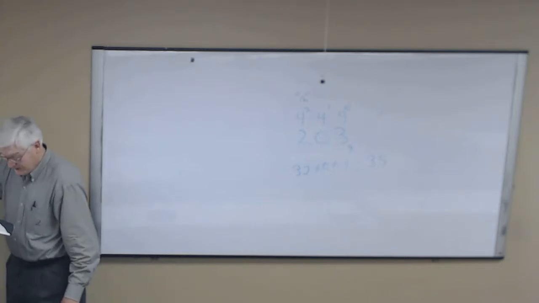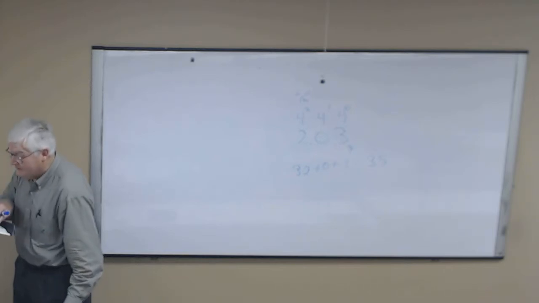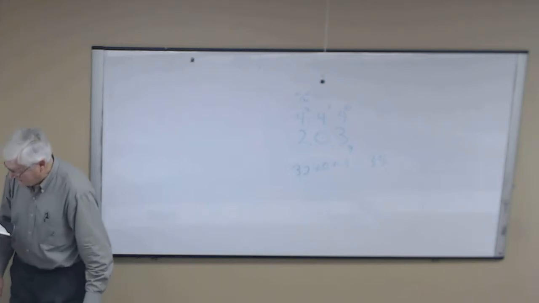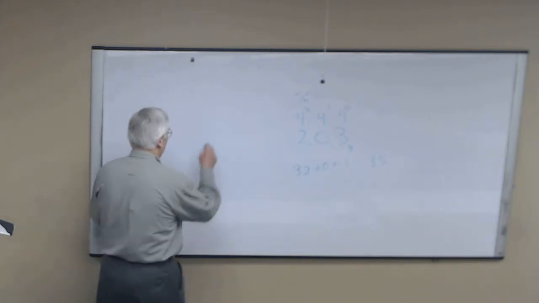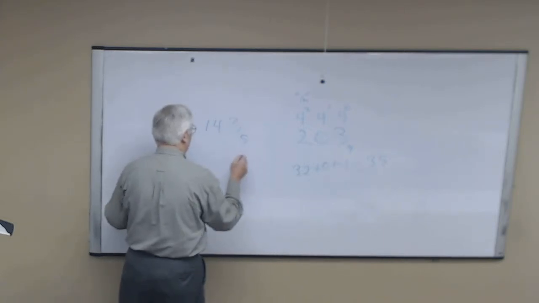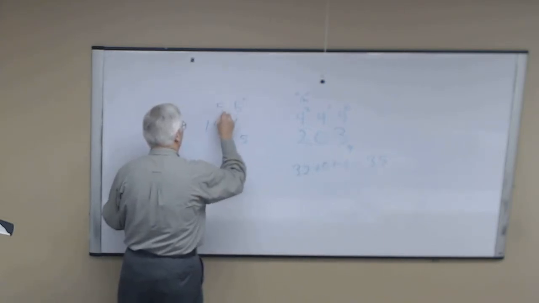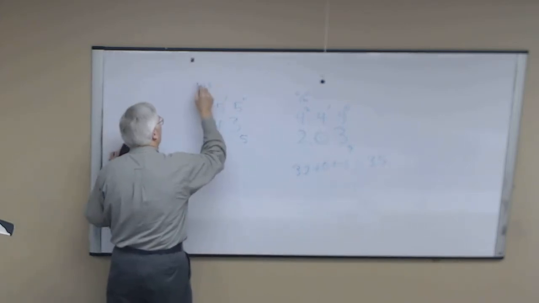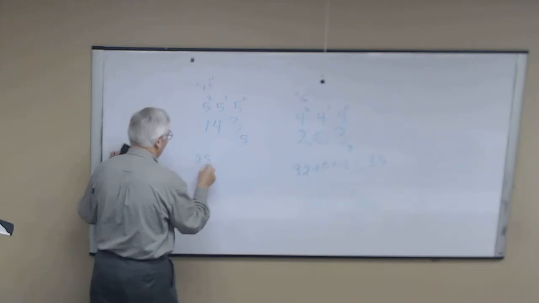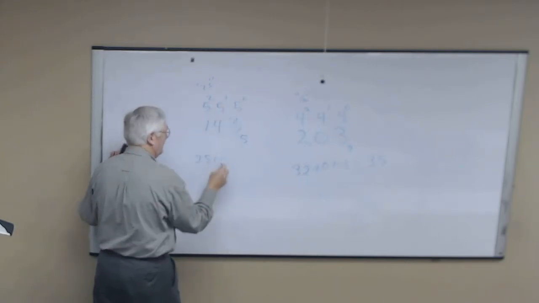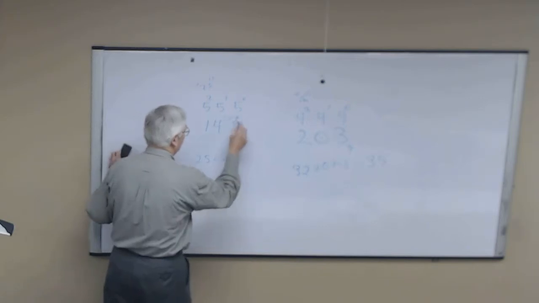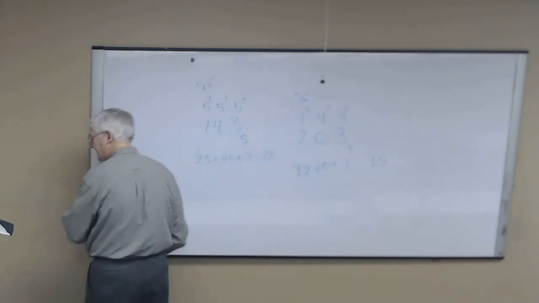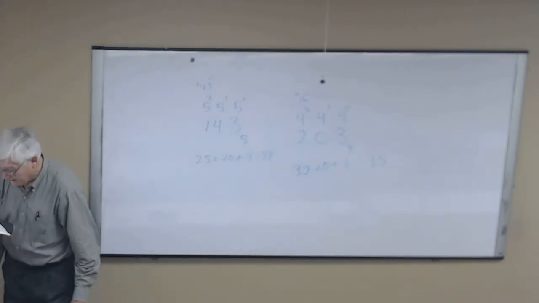Is that right? You checking me out, see if I'm doing my computations right? Yep, 35. 143 in the base 5. That's 5 to the 0, 5 to the 1, and 5 squared. What's 5 squared? 25. So I have 25 plus, what's 4 times 5? 20 plus 3. And that adds up to 48. And then there's one more there.